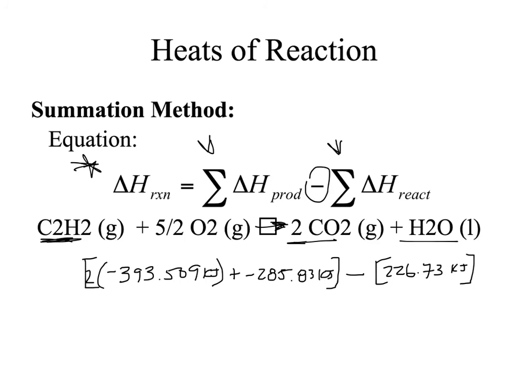That is way easier than adding together all of those equations. We should get the exact same answer, negative 1,299.58 kilojoules. The summation method, and then Hess's law was simply adding together all of those equations.